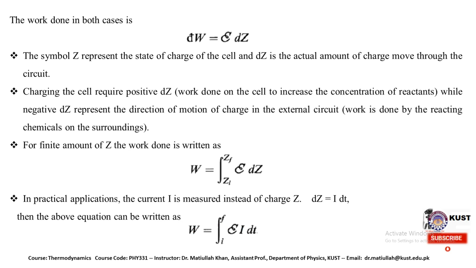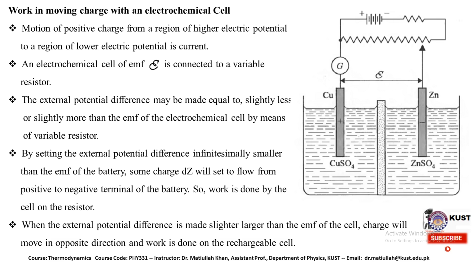So here we can easily see that current is a measurable quantity. We can easily measure the magnitude of current through the conductor. And the electromotive force is also a known quantity. If these two values are given to us, and if we know the final and initial states of the electrochemical cells, we can easily find the work done in charging or discharging the electrochemical cells. So in this case we concentrated on the work in moving charges with electrochemical cells.